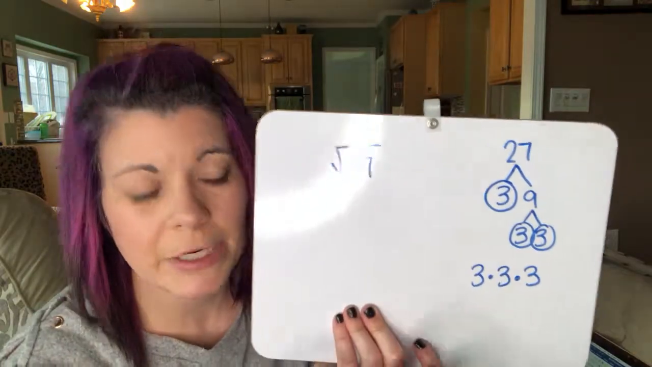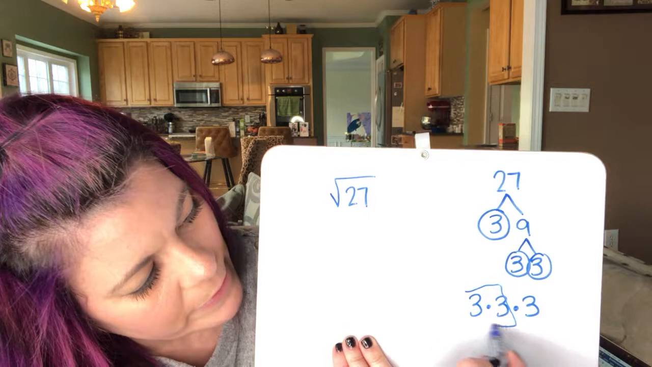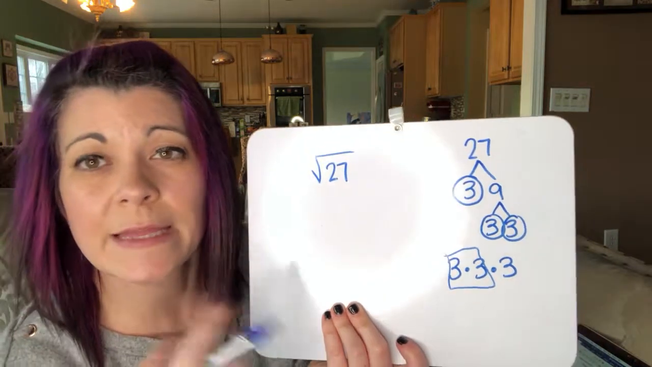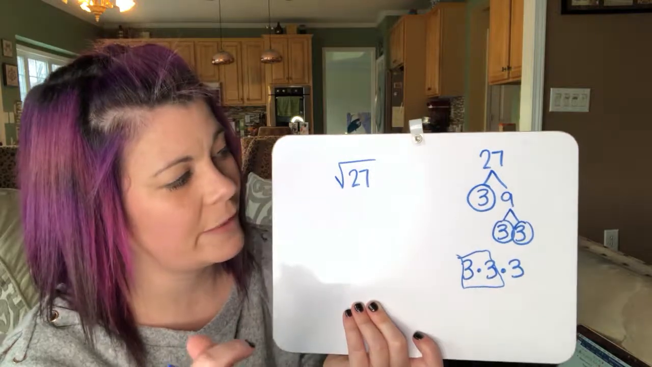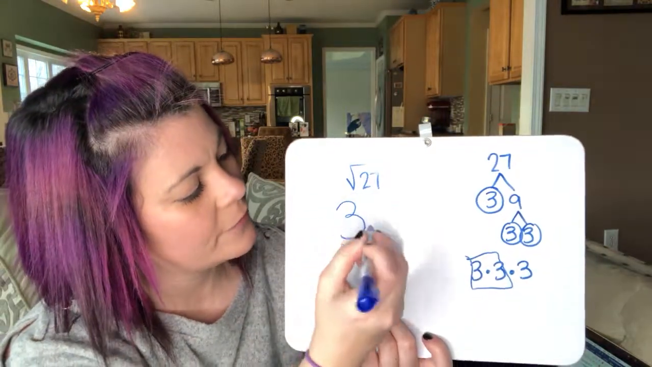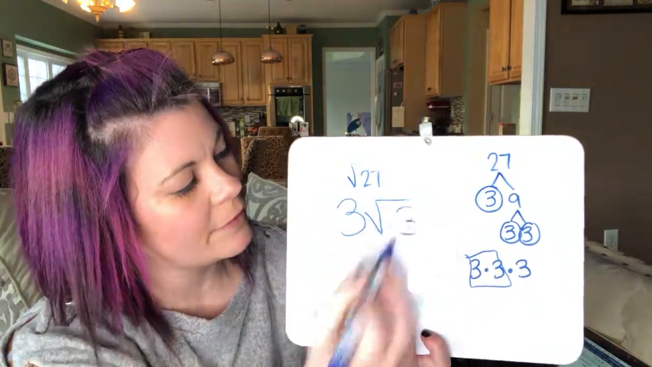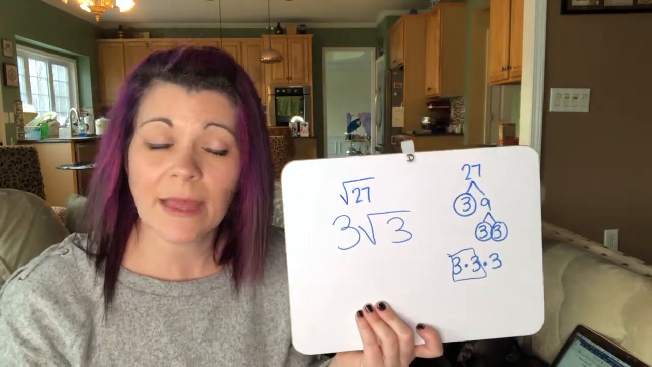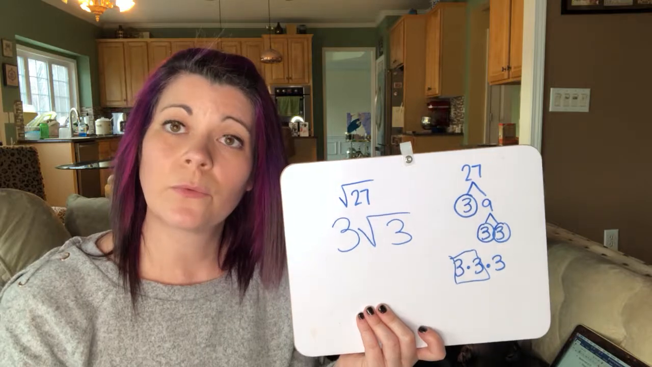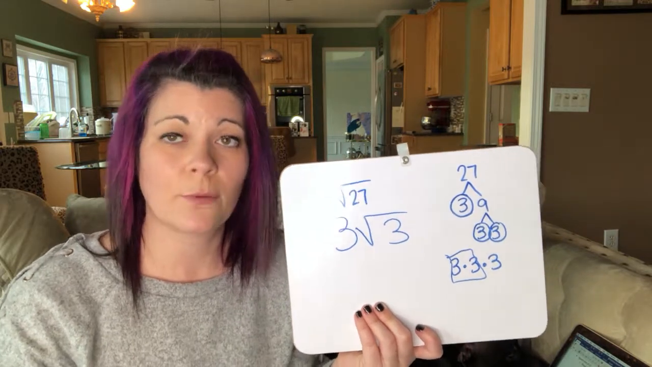And I'm looking for pairs again. So I'm going to circle a pair of 3's, which means I can take out a 3. But this 3 doesn't have a pair, so I'm going to leave it in the radical. So I can take out a 3 and then leave that 3 in the radical that doesn't have a pair. So the square root of 27 will simplify to 3 square root of 3.